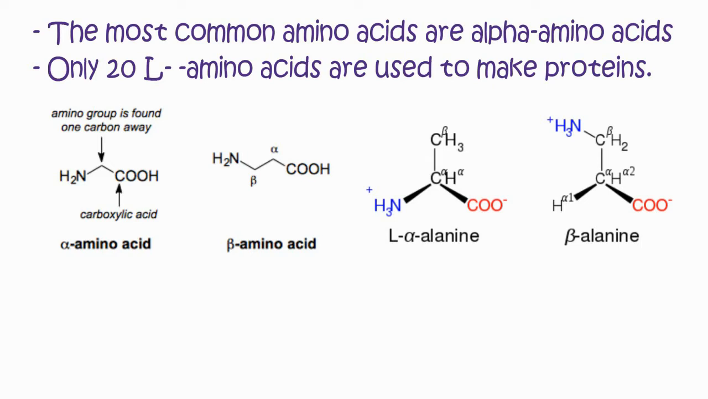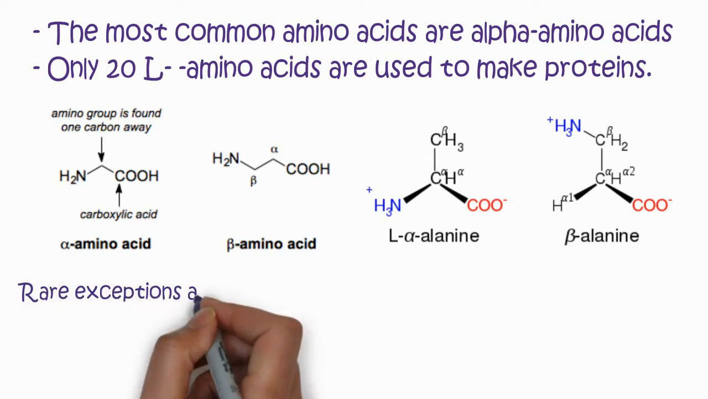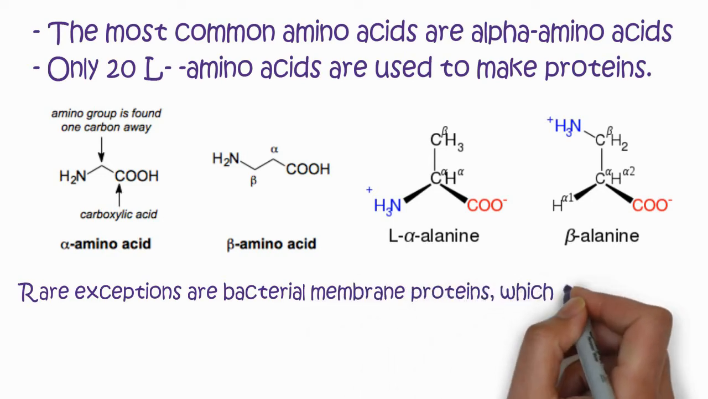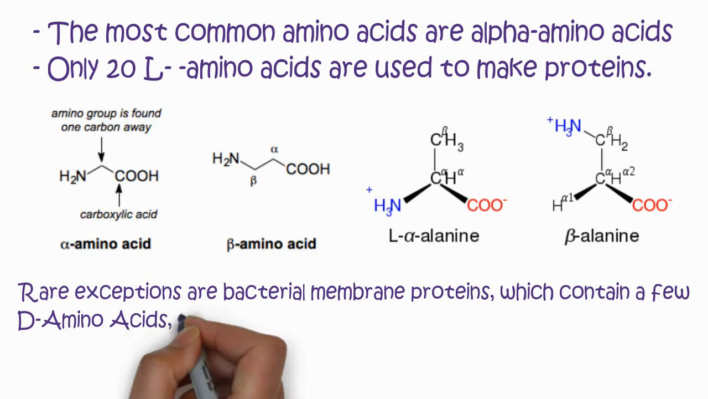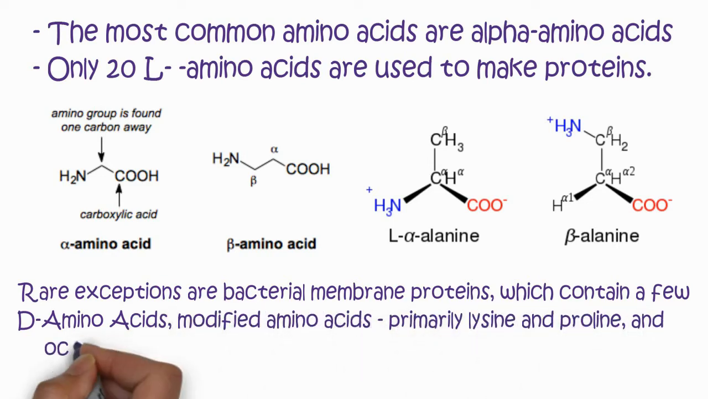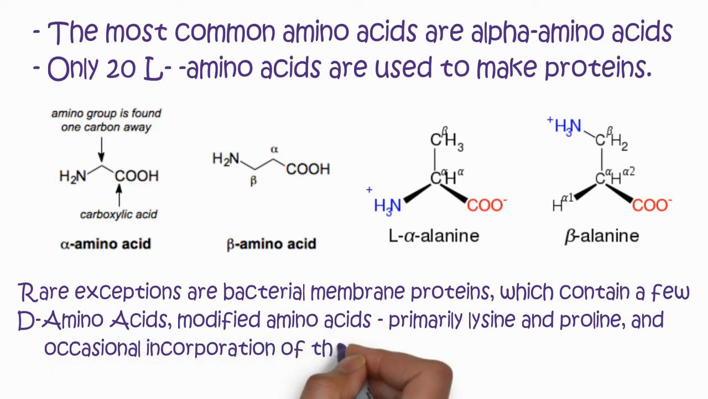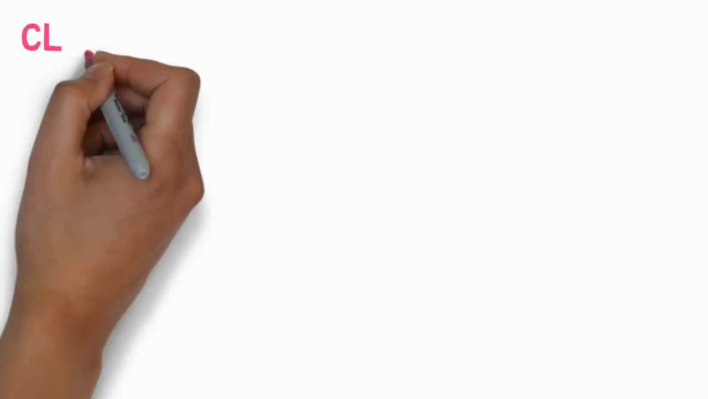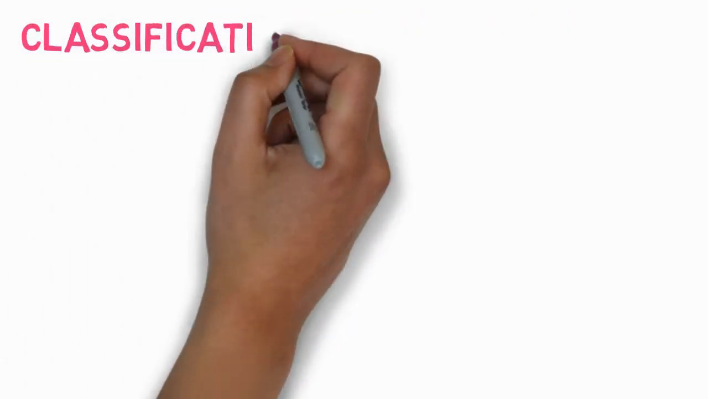In the case of alpha-alanine, the amine group is attached to the alpha carbon, while in the case of beta-alanine, the amino group is present at the beta carbon atom. Rare exceptions are bacterial membrane proteins, which contain a few D-amino acids, which are usually modified amino acids, primarily lysine and proline, and occasional incorporation of rare amino acids such as selenocysteine also exists.